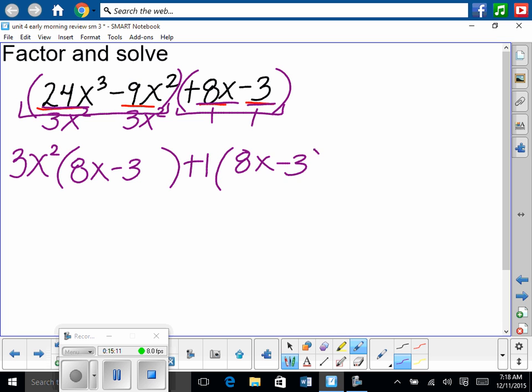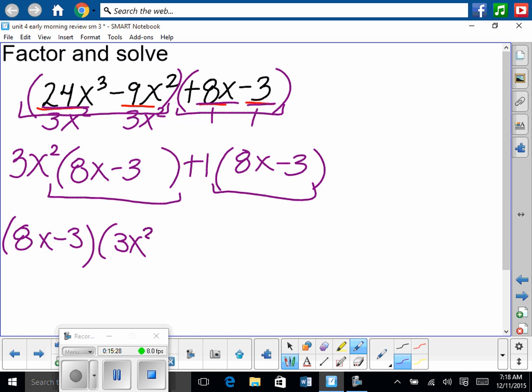Check your safe haven. If it's not exactly the same, including the sign, you've done something wrong. So then we factor out our safe haven, because that's the same, I can factor it out. So I pull out 8x minus 3, and left is 3x squared plus 1. Okay, from there, if you get that part right, you get half the points.